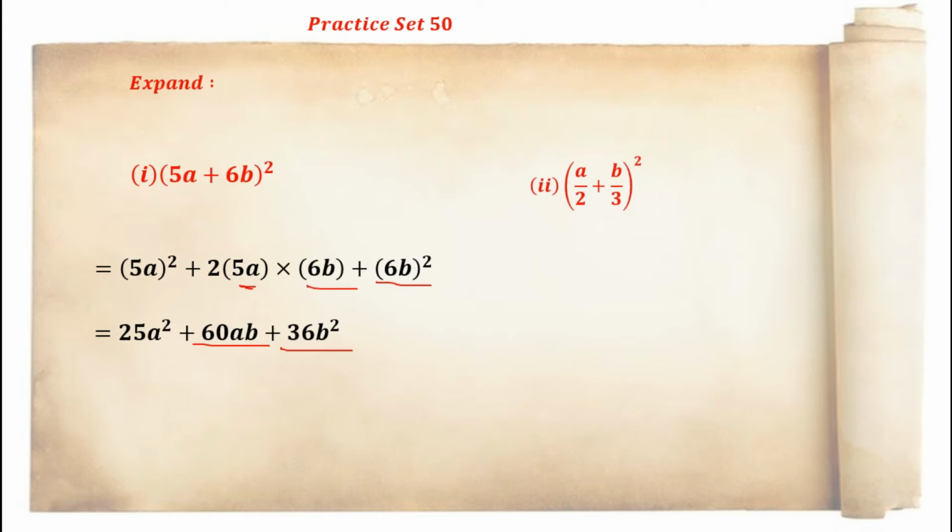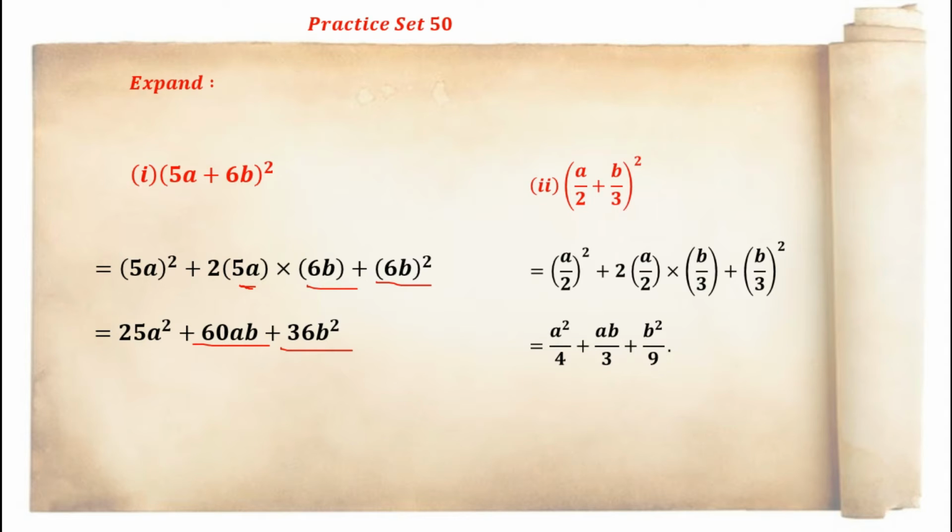Now we'll move to the second question. (a upon 2 plus b upon 3) raised to 2. So (a upon 2) raised to 2 plus 2 into bracket a upon 2 into b upon 3 plus (b upon 3) raised to 2. So here you will see that a raised to 2 upon 4 plus ab upon 3 plus b raised to 2 upon 9. Okay, like this.